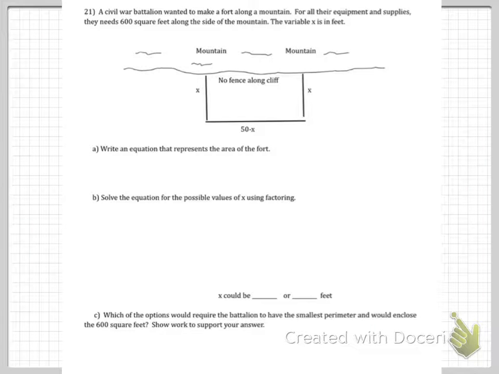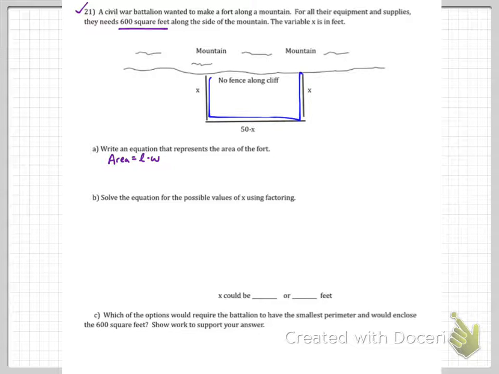Number 21. A Civil War battalion wanted to make a fort alongside a mountain. For all their equipment and supplies, they needed 600 square feet along the side of the mountain. The variable x is in feet. So you see our diagram here. There's no fence along the cliff, but you have 1, 2, 3 sides, and we want to write an equation that represents area. So the 600 square feet is very important because that 600 square feet is the area.